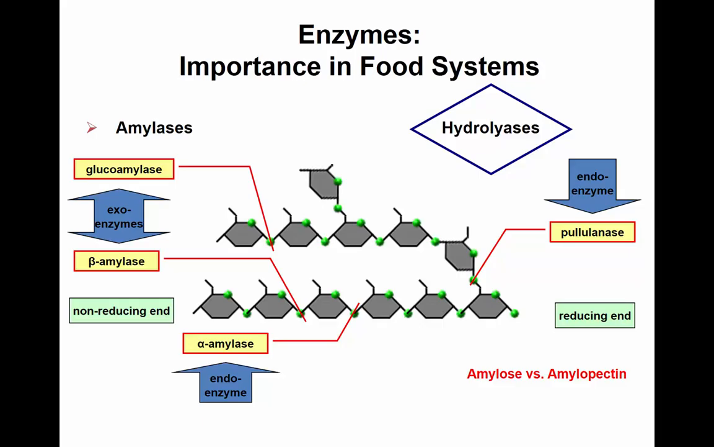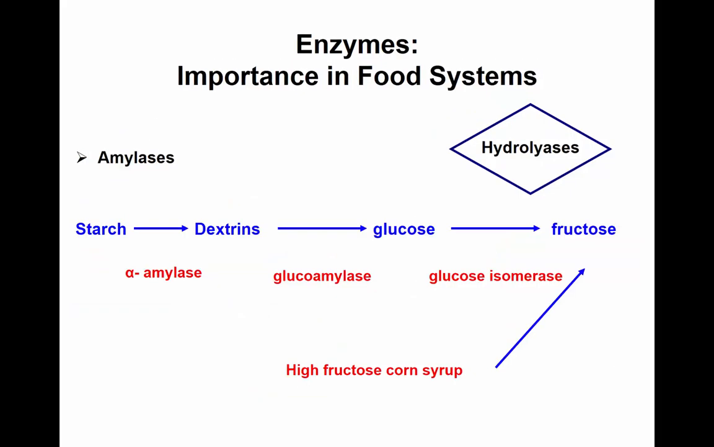Beta amylase is also an exoenzyme, and it hydrolyzes two glucose units at a time, producing maltose. And then you have alpha amylase, which is an enzyme specific for the alpha-1-4 linkages. And it's an endoenzyme, so it breaks within the polymer. And then you have the pullulanase, which breaks alpha-1-6 linkages that are abundant in amylopectin.